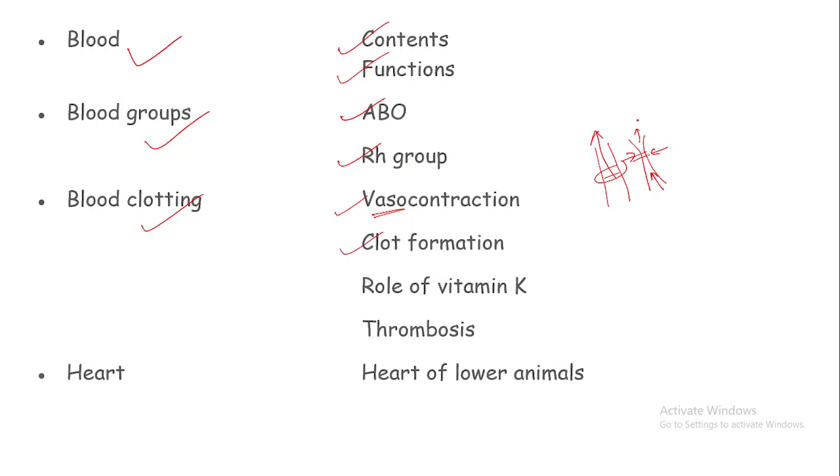Next, clot formation. Wherever the injury is, a clot gets formed. Now what is this clot? We shall know about that. Role of vitamin K. For the working of the clotting factors and all, this vitamin plays an important role. In case our body has less vitamin K, then the effect of that is shown on clotting. Thrombosis. What exactly is this? We shall study in detail under this context of blood clotting.